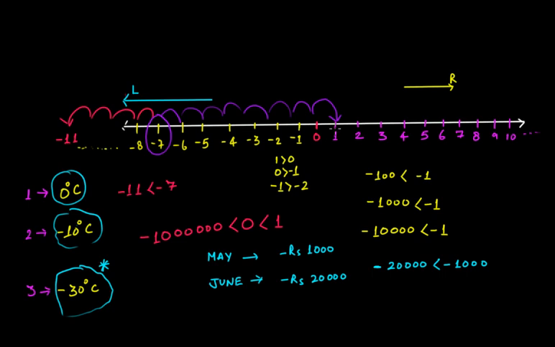That is, if you move towards the left, your number actually becomes more and more negative, and that makes it smaller and smaller. And the more you move towards the right, that makes it a larger value. That is, you're moving towards positive numbers.